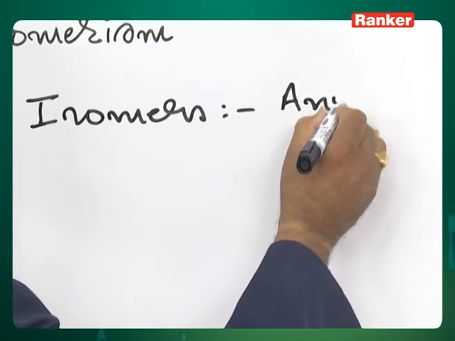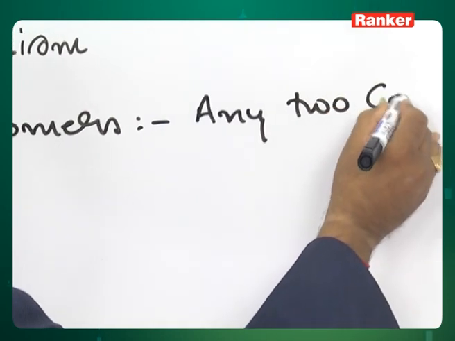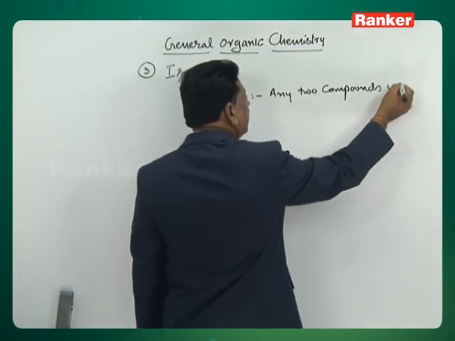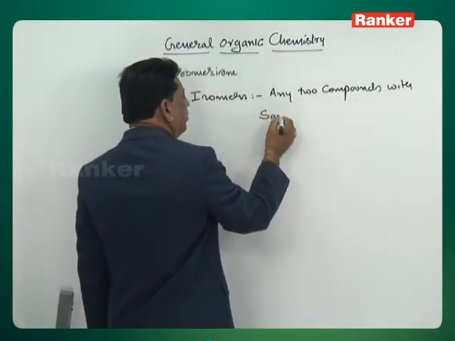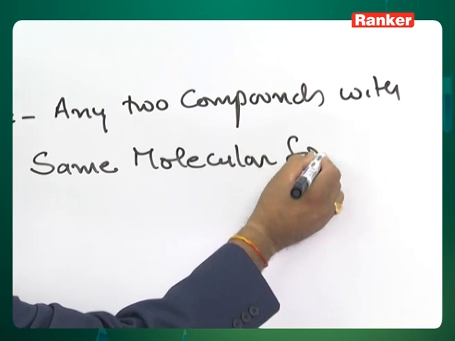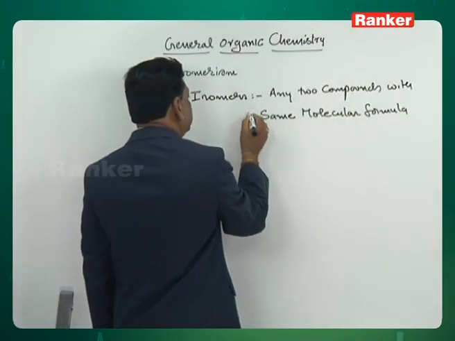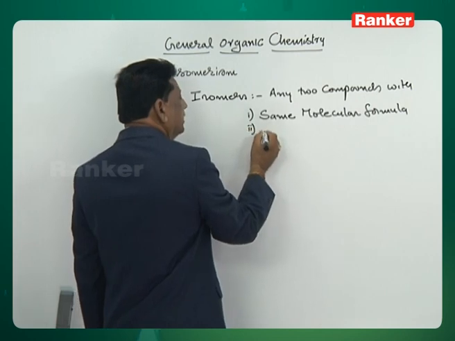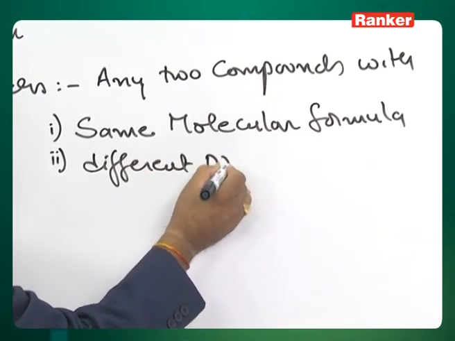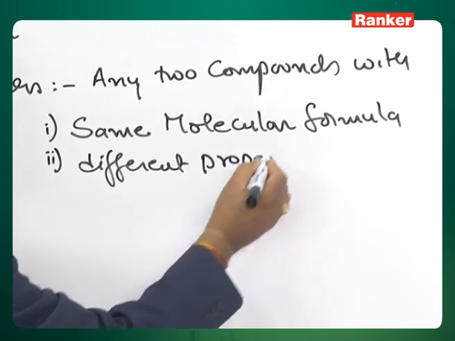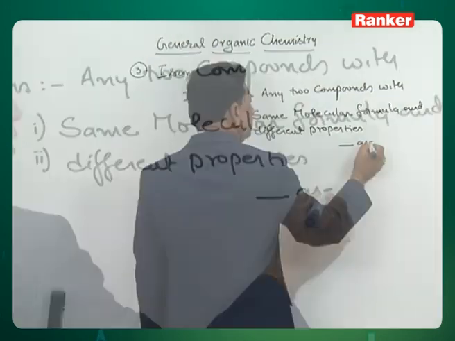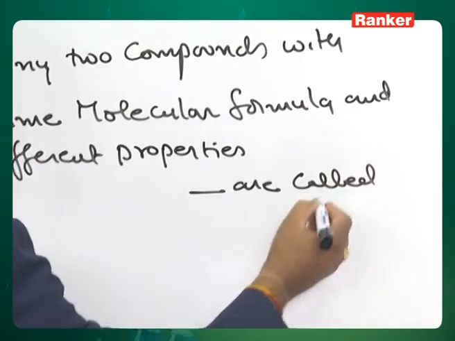Any two compounds with the same molecular formula, this is the first aspect, and however with different properties, are called isomers.